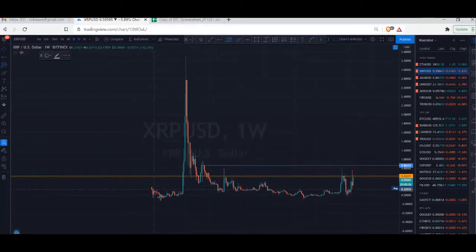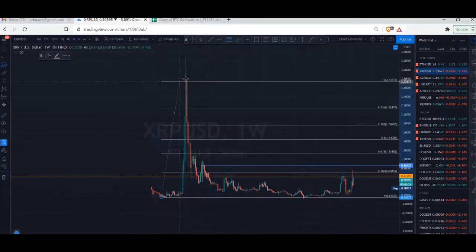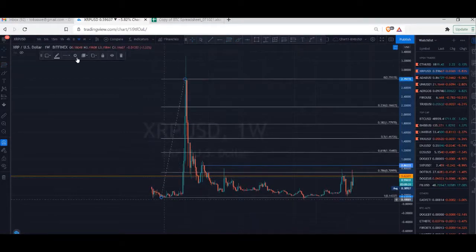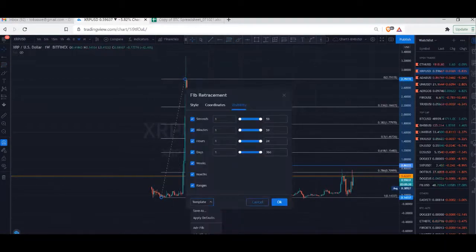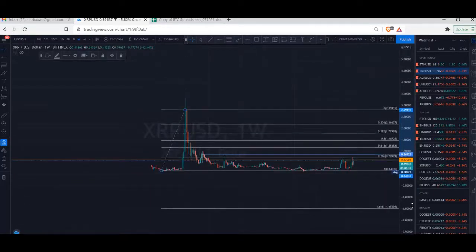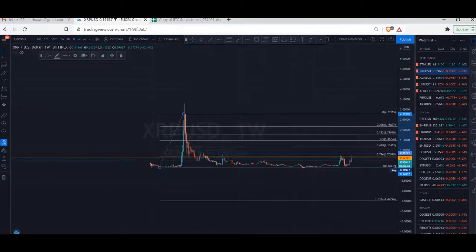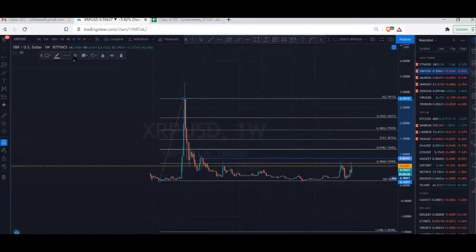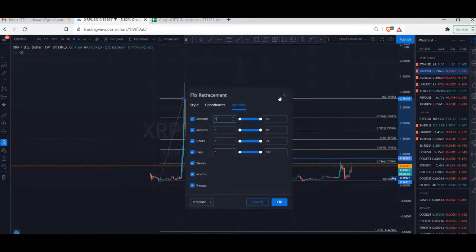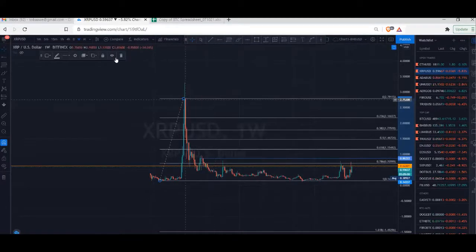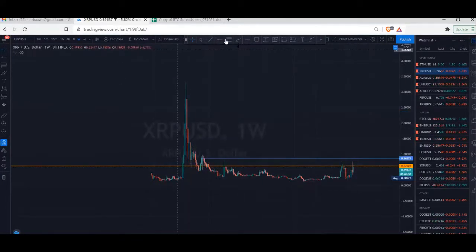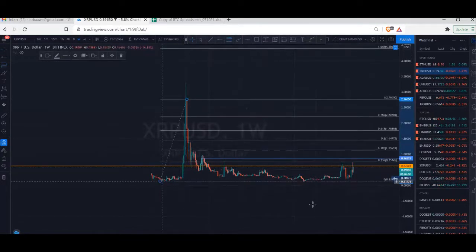So what do I do? Retracement. Take from the lowest, go to the highest. I'm using the default setting. So you see what the Fibonacci is going to do? It's going to project it downward for you. But I need a projection upward. So what do I do? Take it from up and bring it down.